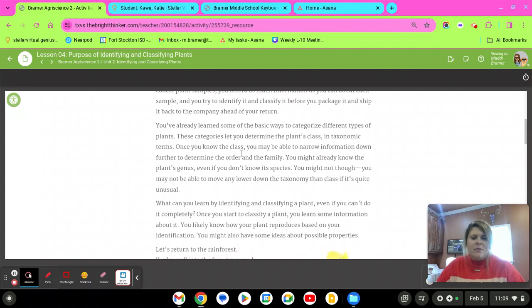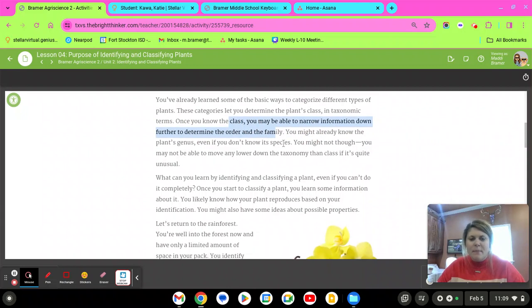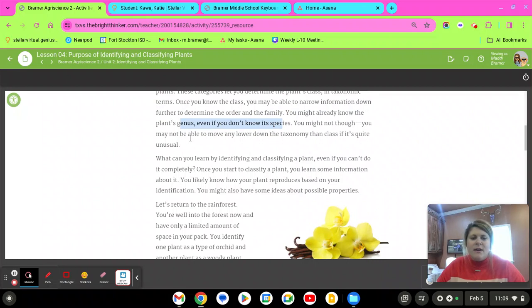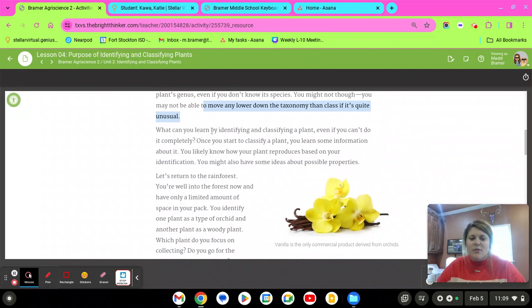So we've already learned the basic ways to categorize them. They let us determine the plant's class. In taxonomic terms, remember, taxonomy is the study of naming things. Once you know the class, you're able to narrow it down further to determine the order and family. You might already know the plant's genus, even if you don't know its species. You might not, though. You may not be able to move any lower down the taxonomy than class if it's quite unusual, if it's a really unusual plant.